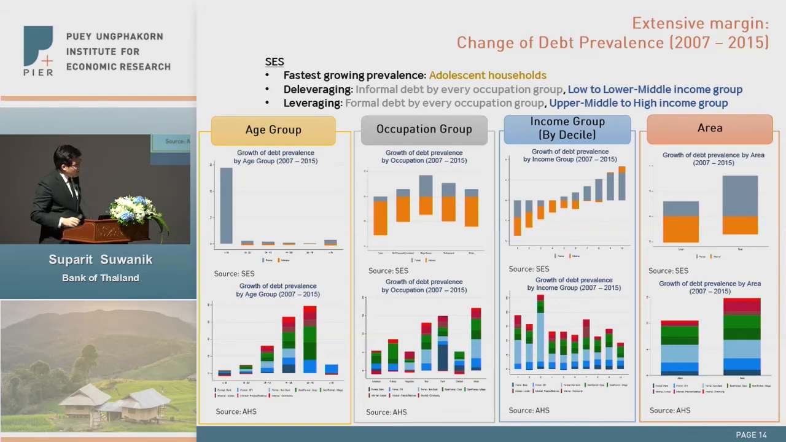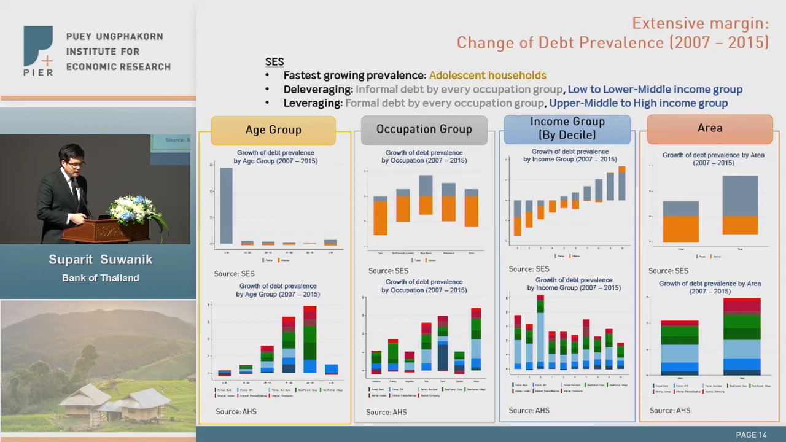And by area, both urban and rural households have the same pattern as well, deleveraging informal debt and leveraging formal debt. But if we zoom in on the agricultural households from the AHS on the second row, we can see quite a different picture. For example, by age group, the young households do not raise much debt, but older adult households, both before and after retirement, raise much debt, which raises the issue that agricultural households may have a debt overhang.